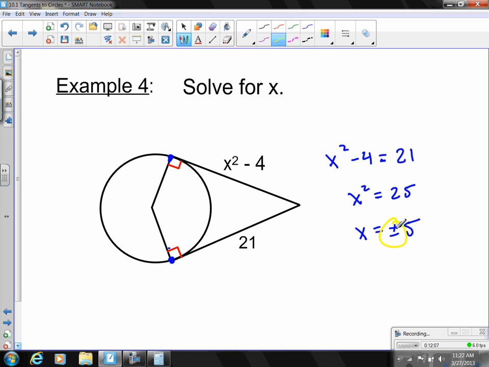Okay, this is something that most people will forget. In this case, x is not a length, it's a variable. This whole thing is the length. But since it's just a variable, we have to include that in our answer. We could technically put negative 5 in for x, and we'd still come out with a positive length. So there's 2 answers on that one.